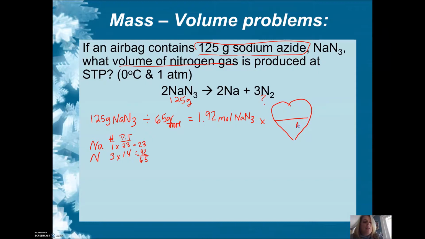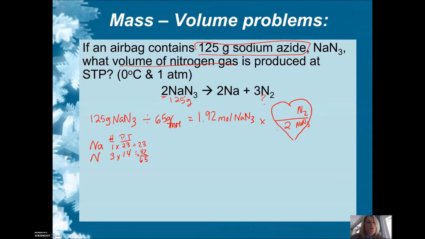So on the bottom is our NaN3, because that's what we were given. What we're trying to find is up there with the question mark, that's N2. Remember, this is a mole ratio, and the numbers that go in it come from this balanced equation. So I find my NaN3, it's right here. That number is a 2.